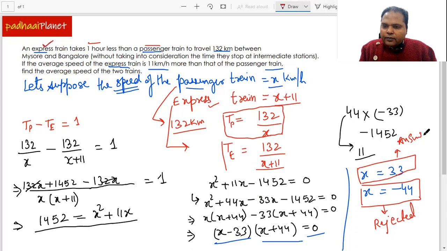Now, if the speed of the passenger train is 33 kilometers per hour, we know the speed of the express train would be 44 kilometers per hour, because the difference between the two of them is just 11 kilometers per hour. We already have this relationship. So if this is 33, this is going to be 44. This is how we have solved this question.